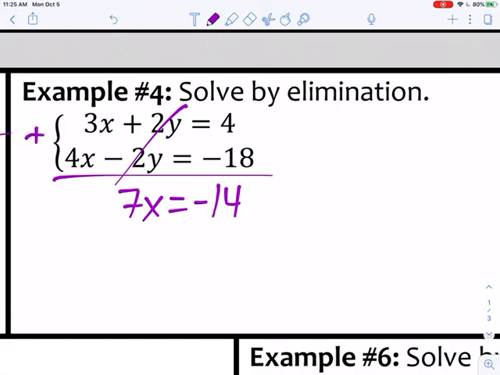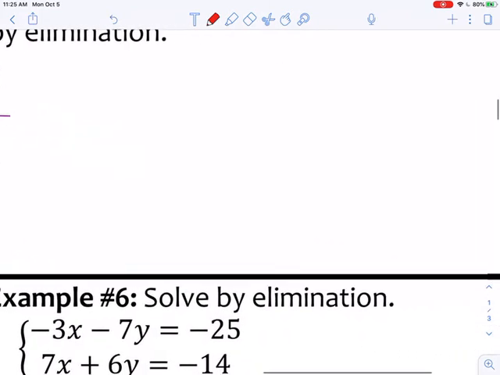All right, now we have the best thing ever. This is why I love elimination, because it's just a little one step after that. And we've got x equals negative 2.